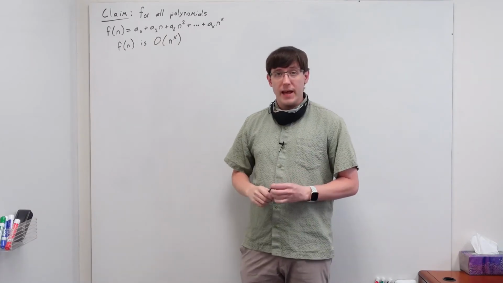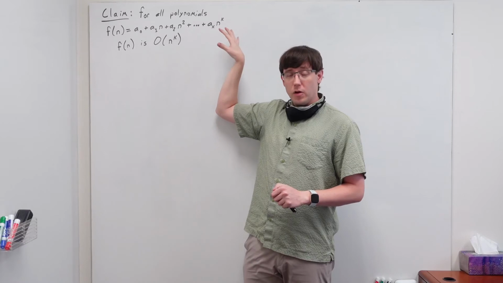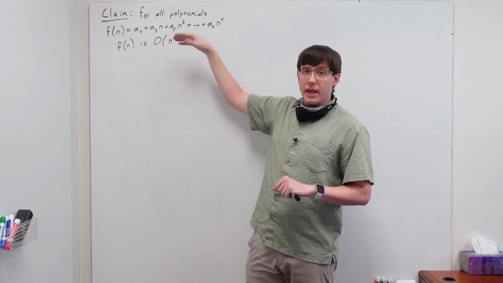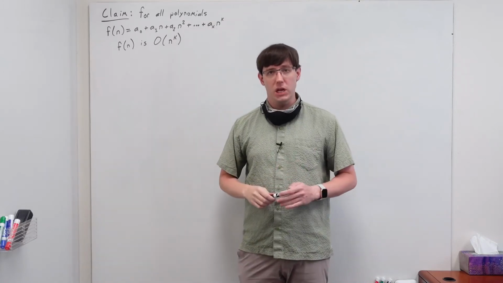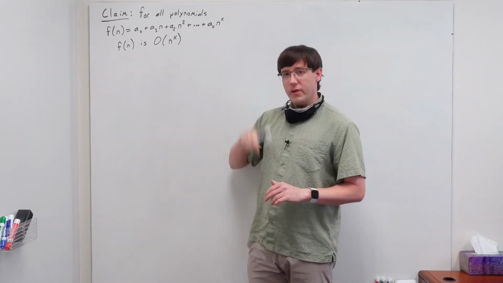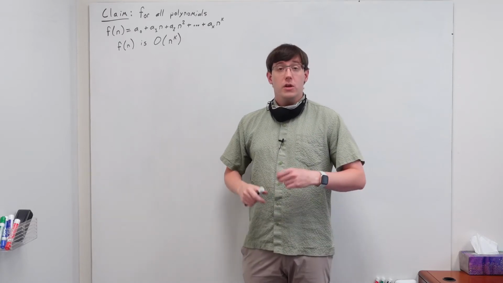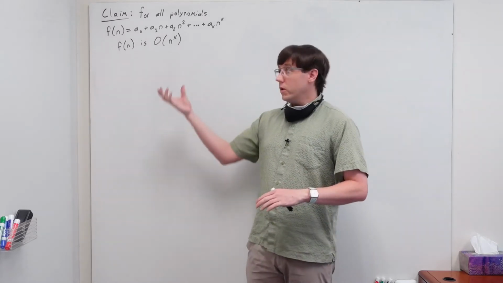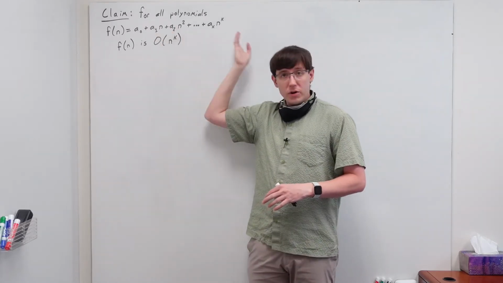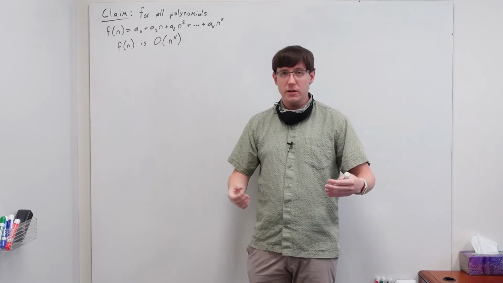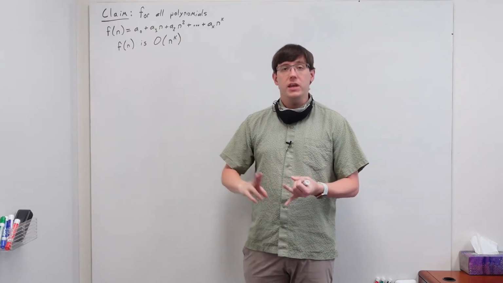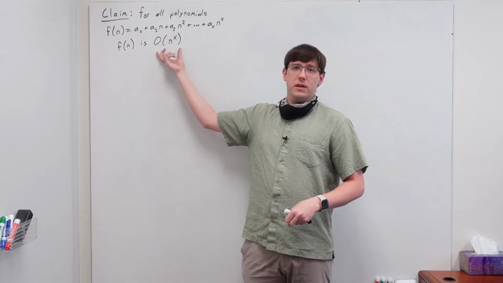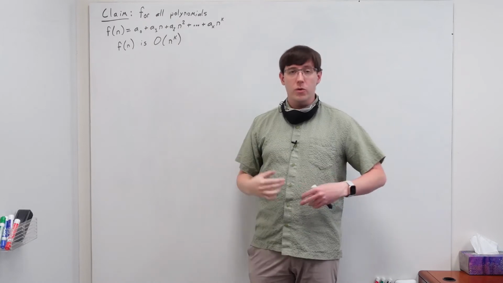So let's try to prove this fact, that whenever f is a polynomial, we can say that f is big O of n to the k, where k is the polynomial's degree. And as we said, to prove a big O relationship, we need to choose c and n0 appropriately. So let's show how, for an arbitrary polynomial, we can construct a value of c and a value of n0, where c times n to the k will always upper bound the polynomial.